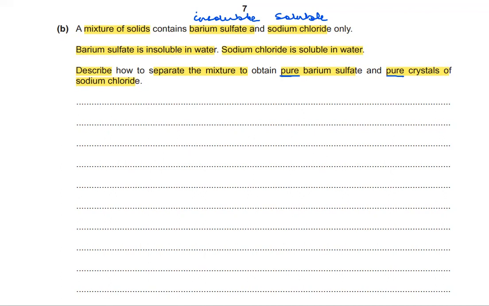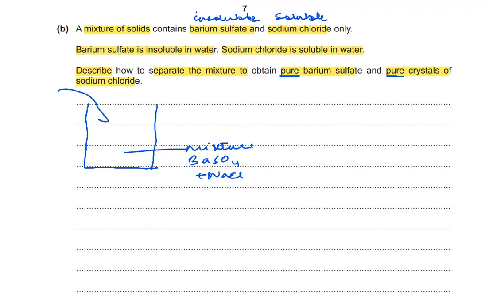This question is related to experimental techniques through which we can separate soluble and insoluble substances. To separate the soluble from the insoluble, we will take a mixture in a beaker. Here we have a mixture, and this mixture contains barium sulfate and sodium chloride. The one is soluble, the other one is insoluble.